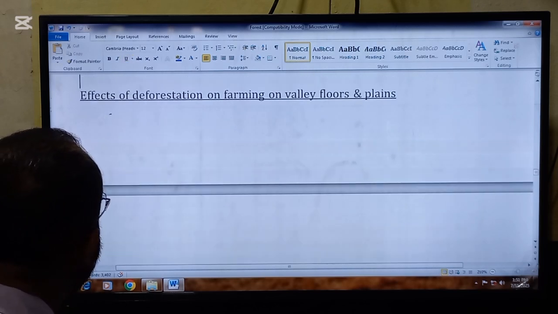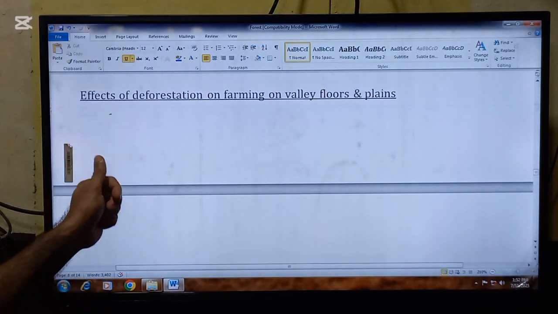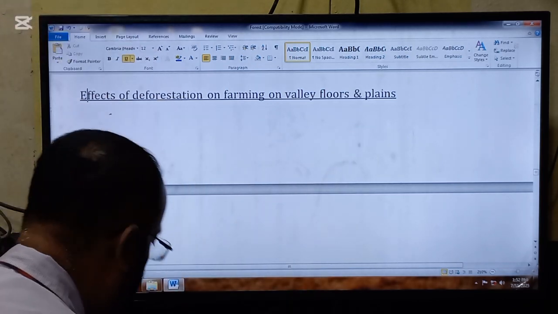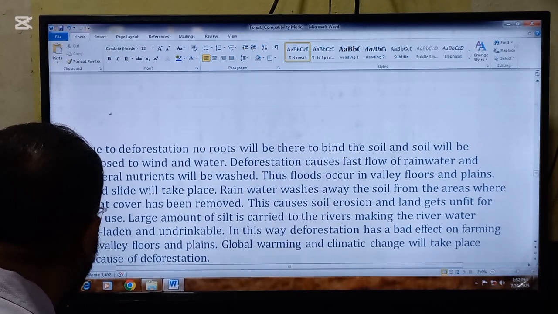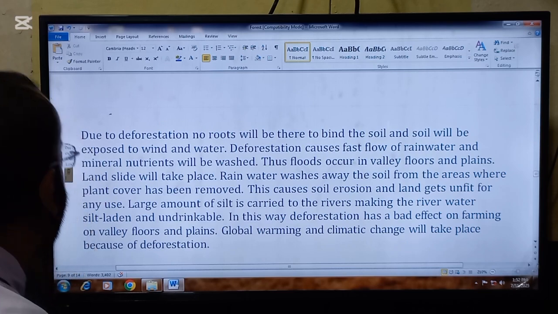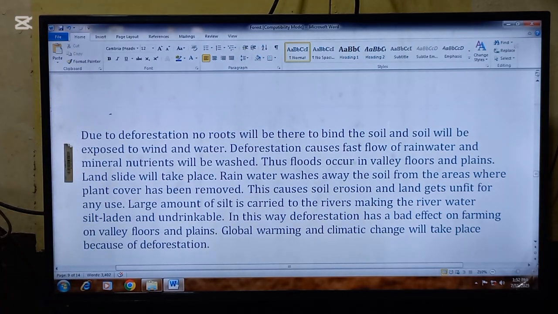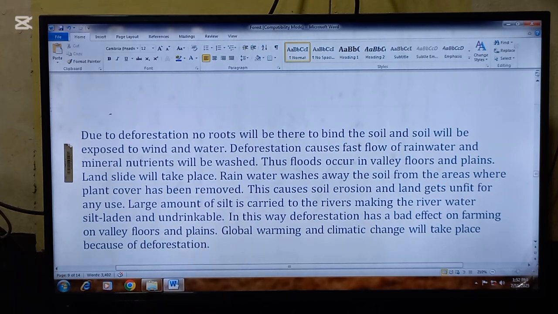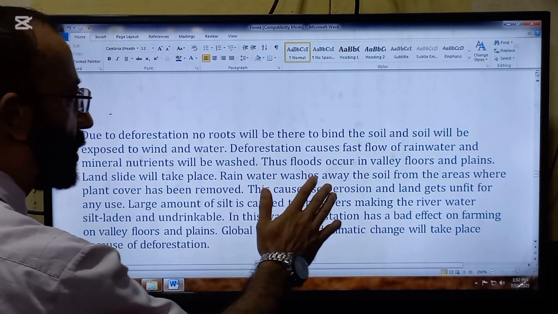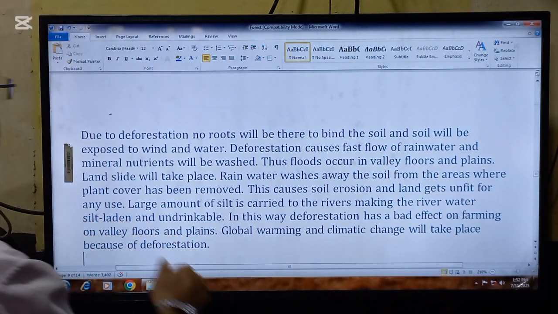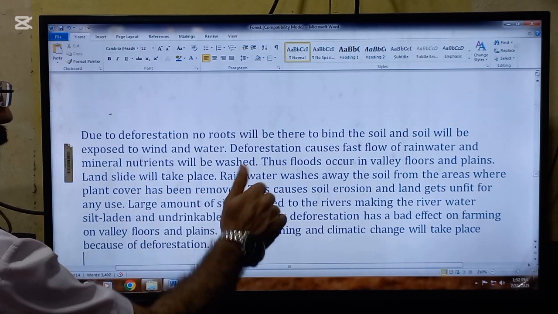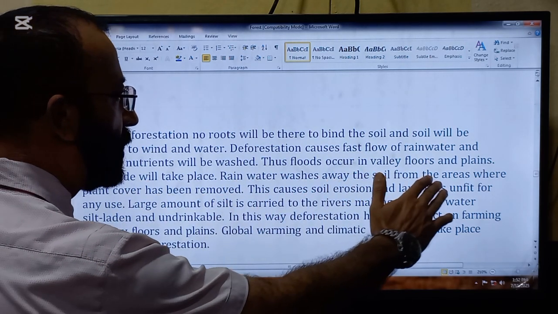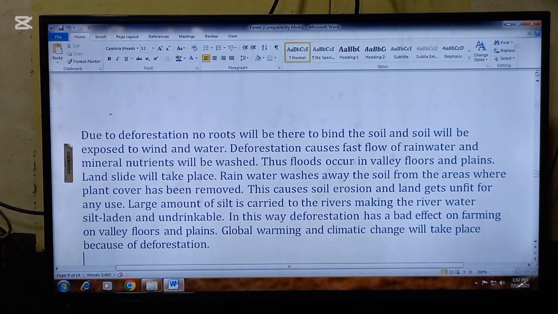The next thing that we are going to read is the effect of deforestation on the farming of the valley floors and plains. Due to deforestation, no roots will be there to bind the soil and the soil will be exposed to wind and water. Deforestation causes fast flow of the rainwater and mineral nutrients will be washed away. Thus, floods occur in the valley floors and plains.